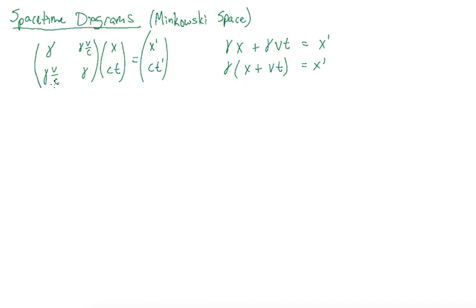And then let's look at the second one. It's this row times this column then. So it's gamma v over c times x, and then gamma times ct, so plus gamma ct, and that equals ct prime. And I'll tell you why we're going with ct in just a minute here, not just t. I probably should have mentioned that. If I divide everything by c, that cancels there, makes this a c squared, and just a little bit of rearranging, flip-flop these, and factor out that gamma. You've got gamma t plus vx over c squared.